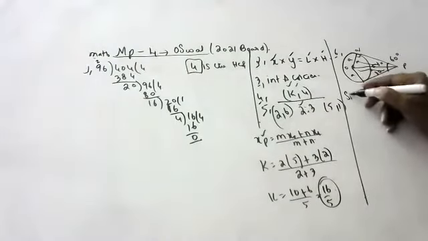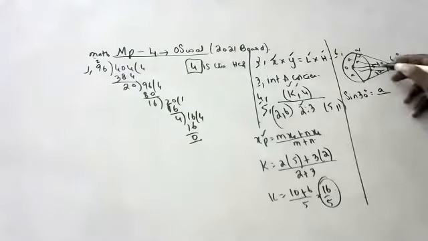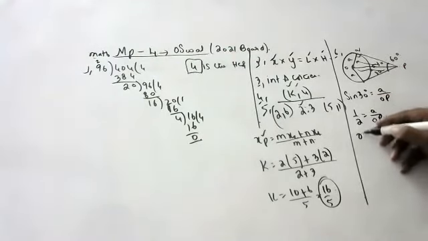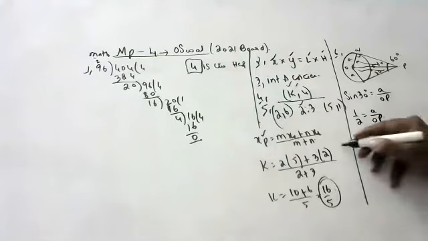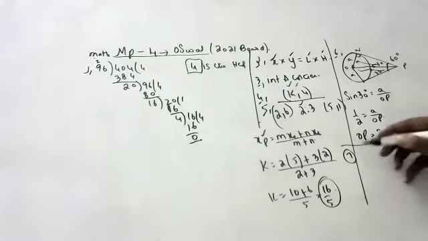Sin 30 is equal to A by OP. 1 by 2 is equal to A by OP. OP is equal to 2A. That's all. So children, like that you have to find out the angle between them. If the angle between them is given, see, children, these two are congruent triangles. This is 30 degrees, this is also 30 degrees. Okay. Now next one.